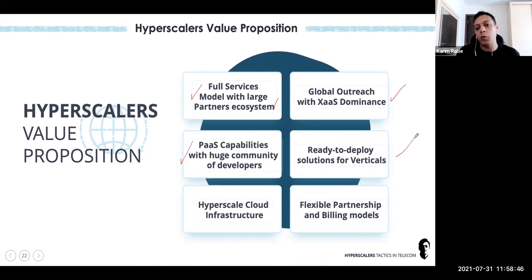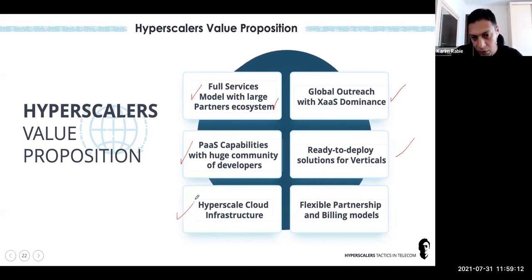Second thing, ready to deploy solutions for verticals. They invested a lot in having solutions for vehicles, solutions for IoT. So hyperscalers come with ready-made solutions. For example, if you get Azure for operators, you get a full solution for IoT, Azure IoT. So it actually reduces the time to market and gives you the edge. If you partner with Microsoft, then you have a ready solution in no time for IoT.